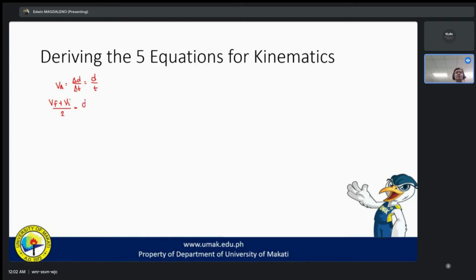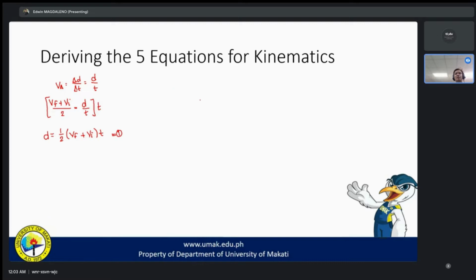So this is equal to distance all over time. So deriving distance, we transfer time to the other side, so we multiply everything by time. Distance will now be equal to 1/2, so I extracted 2 and drew it outside, final velocity plus initial velocity multiplied by time. So this is our first equation. The second equation, so we have here equation 1.